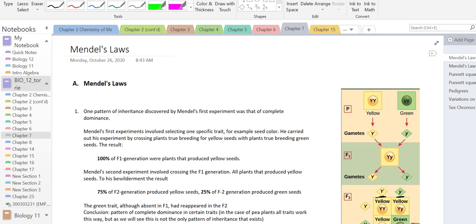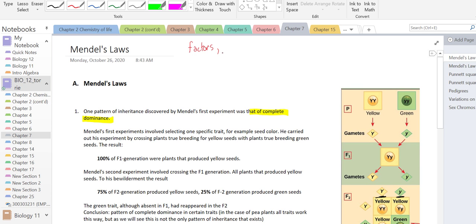Okay, so first off, one of the first patterns of inheritance discovered by Mendel is that of complete dominance. In Mendel's early experiments, what we call genes today, he called factors. He didn't know. He just knew there were these things being passed on from parent to offspring, and today, of course, we call that our DNA. We call that our genes specifically.